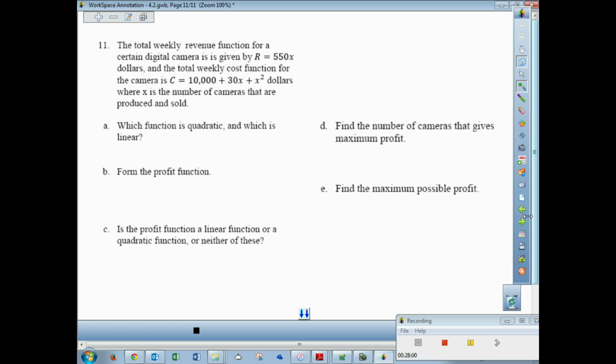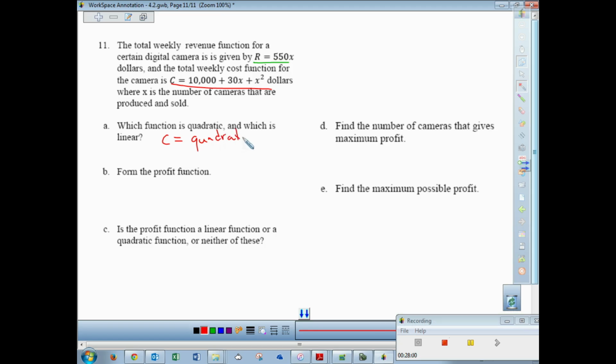And finally, more profit and revenue and cost. Total weekly revenue is this function, and it is total weekly cost function for this camera is this guy, where x is the number of cameras that are produced and sold. Which function is quadratic, and which function is linear? Let's start with C. What is C? Is he quadratic or is he linear? Because it's got an x squared in it, C is quadratic.